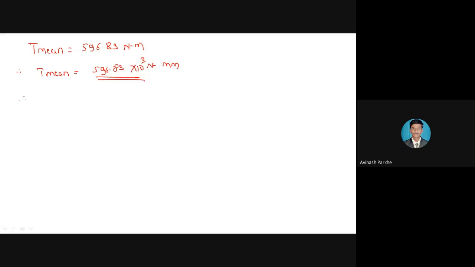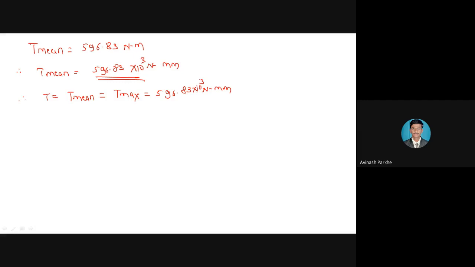But there is no relation between T max and T min. Therefore, capital T is equal to T min is equal to T max is equal to 596.83 into 10 raised to 3 Newton mm. This will be the torque which we have to use for your further calculation.